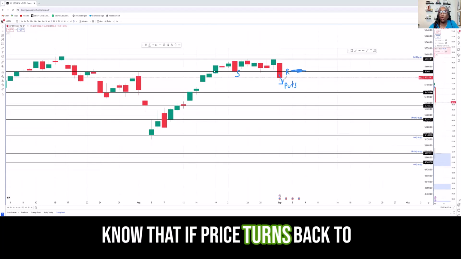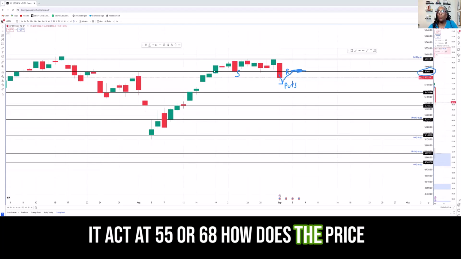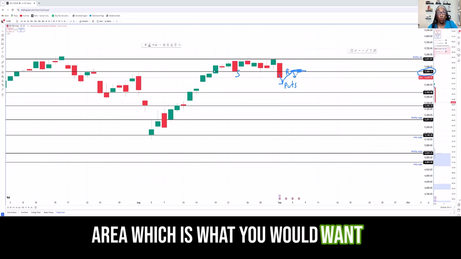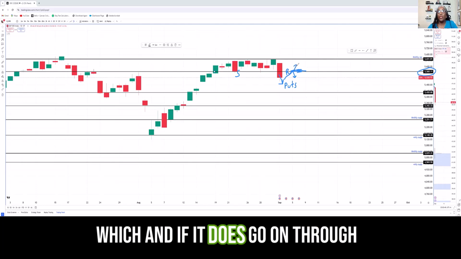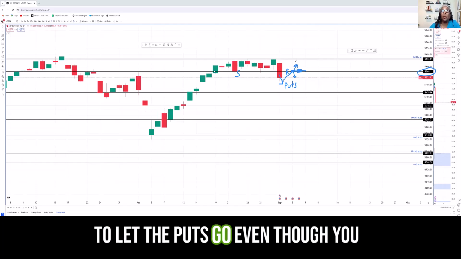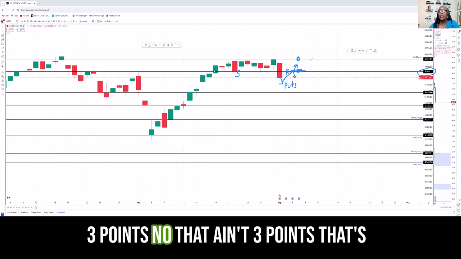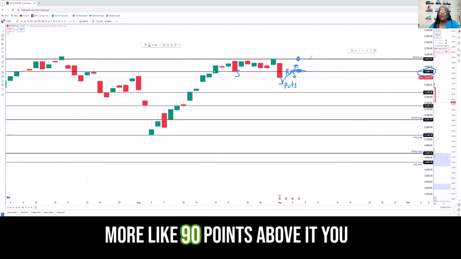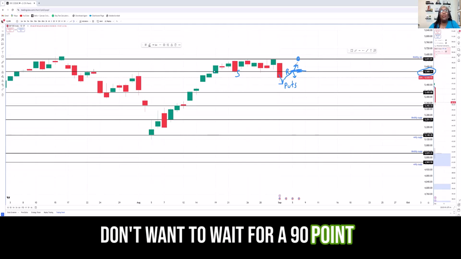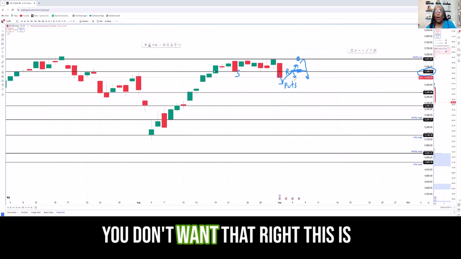So that lets you know that if price turns back tomorrow, you want to see how it acts at 55.68. How does the price behave around this area? Does it reverse and reject at this area, which is what you would want it to do? Or does it go on through? If it does go on through, that lets you know it might be a time to let the puts go, even though you've got another level of resistance about 3 points. Nope, that ain't 3 points. That's more like 90 points above it. You don't want to wait for a 90-point move on up before it rejects again and comes back down. Your theta will be eating away your trade. You don't want that, right?